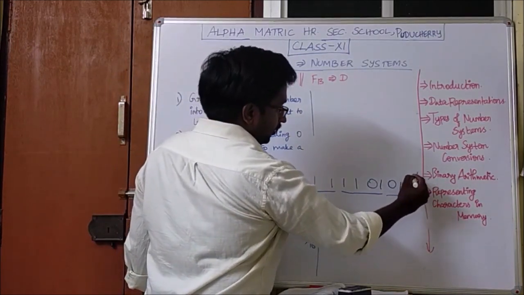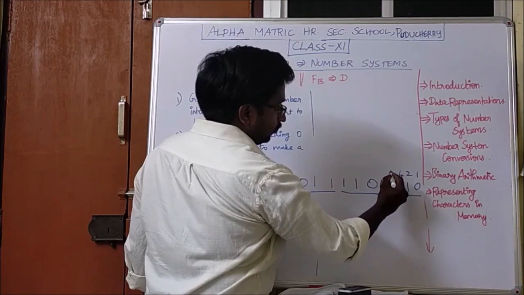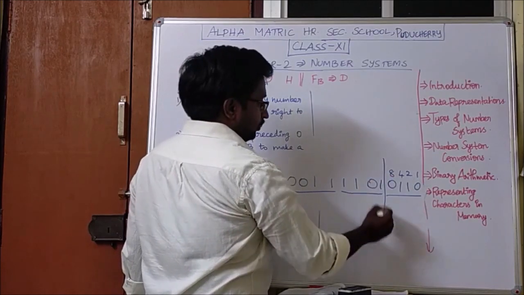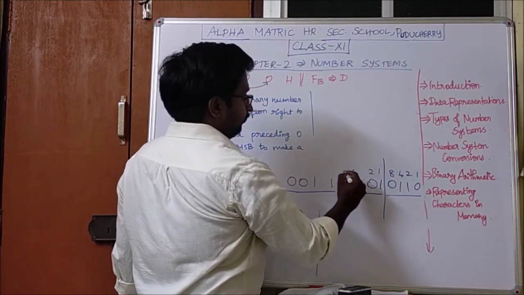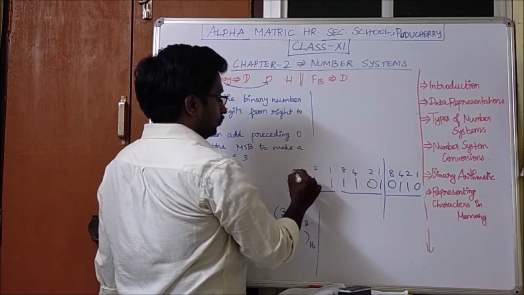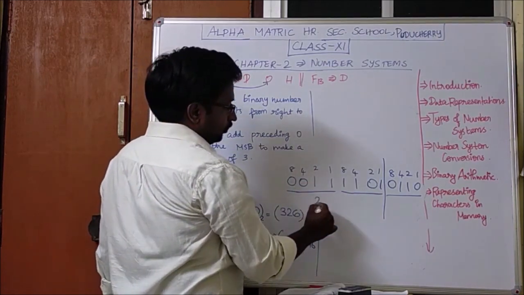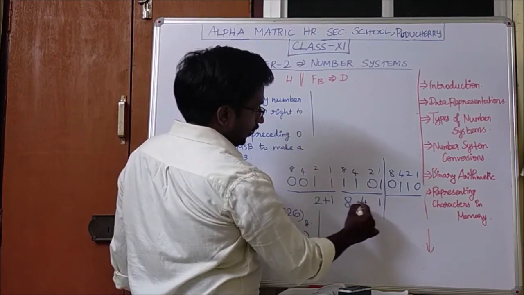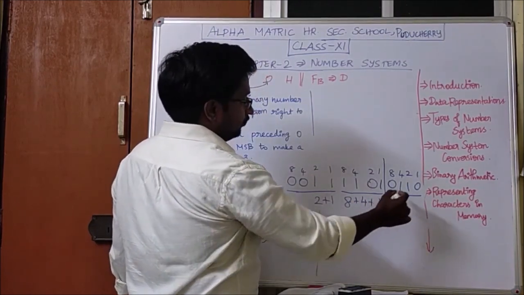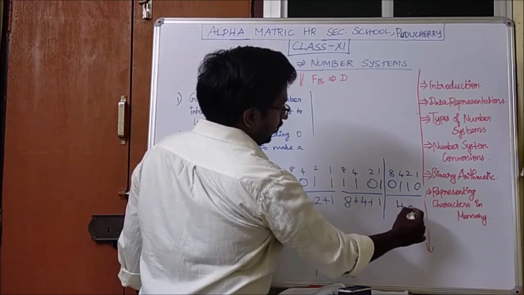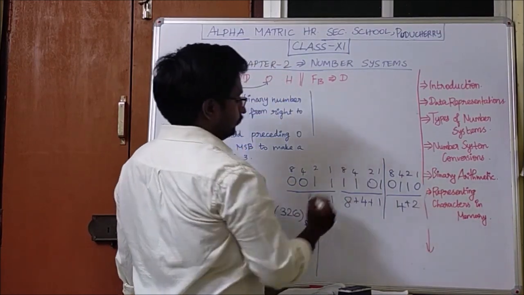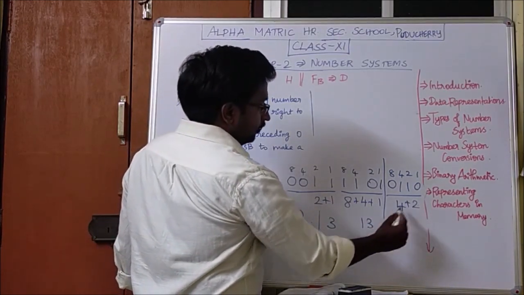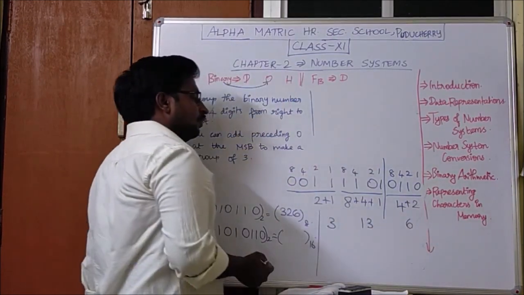Same format. Here, an additional digit will be there: 1, 2, 4, 8. 2 cube will be added. So this is separate. That is 1, 2, 4, 8. 1, 2, 4, 8. The same procedure. So adding all 3 digits. Here 4 and 2. That's all. That is 3. Here 13 and 6.